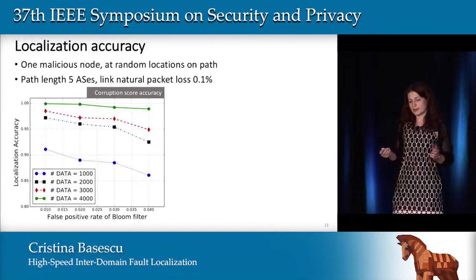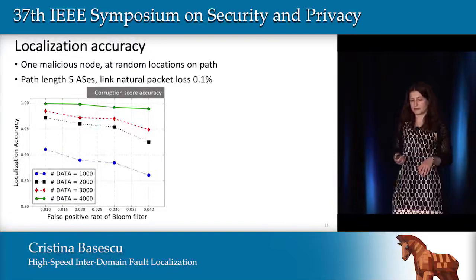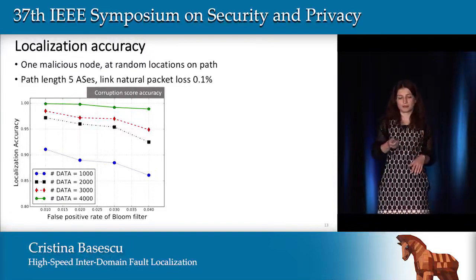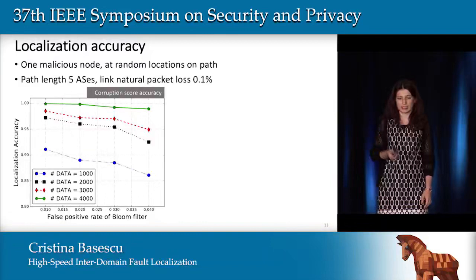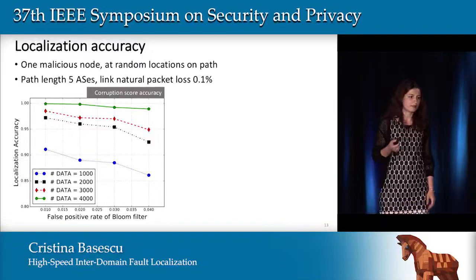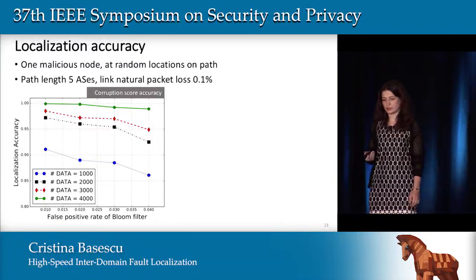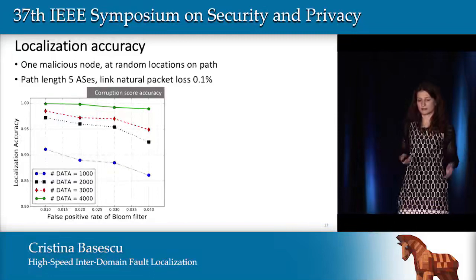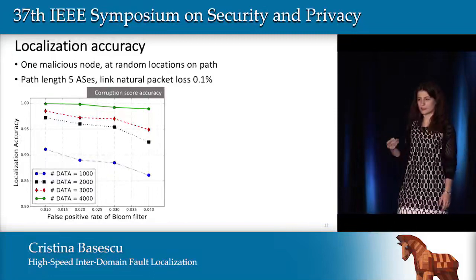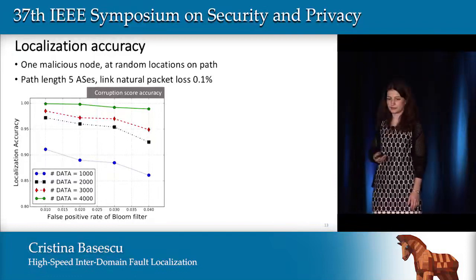And you can see that as soon as the source sends 2,000 data packets, at least for 0.01 false positive rate of the Bloom filter, the scheme is more than 95% accurate. And actually, as soon as the source sends 4,000 data packets, we see that the scheme is, again, more than 95% accurate for all false positive rates that we have evaluated.